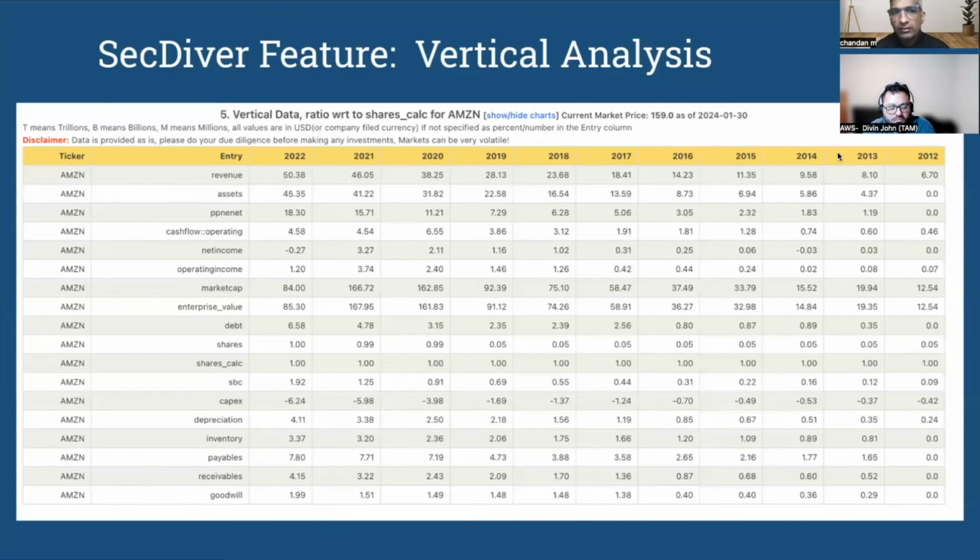So in this case, as you see, for Amazon, and that's why I love Amazon as a company, they started with $6 of revenue, correct? And it's now $50, right? Is that good? It's like 8 to 9 times. Is that good? Hmm. And now look at cash flow.